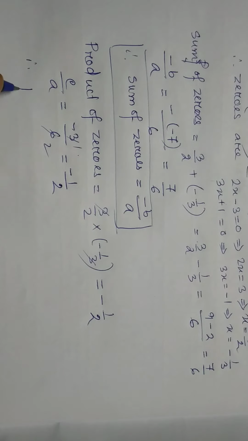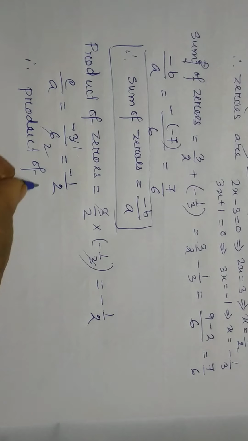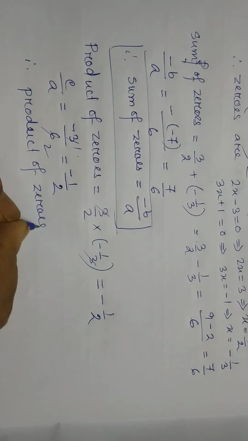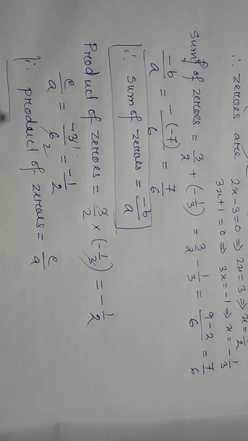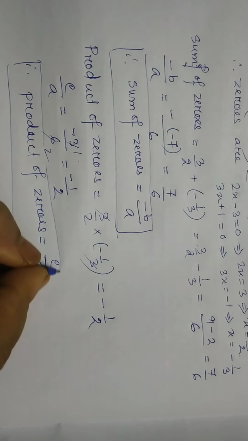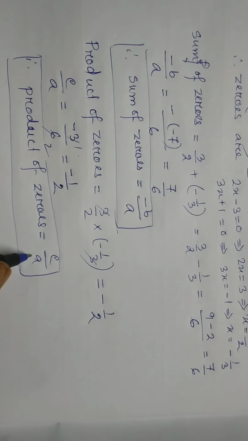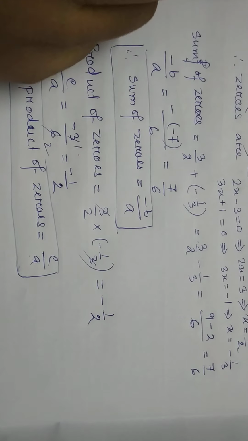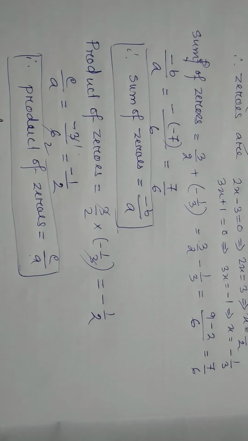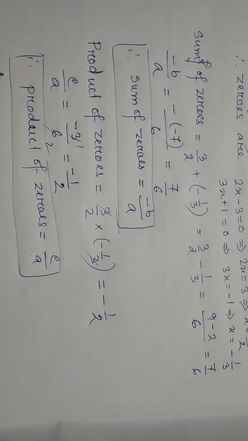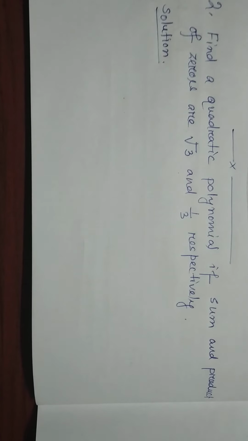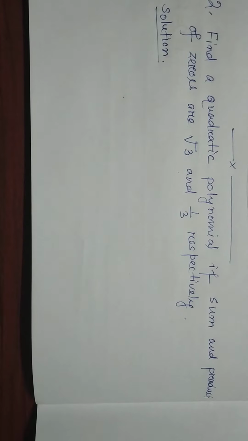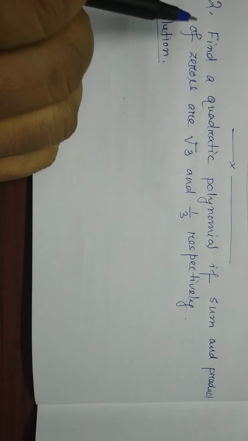Therefore, product of zeros equal to c by a. That means we verify the relationship between zeros and the coefficients of the polynomial. This way we can solve this type of sum. And next we'll take question number 2.